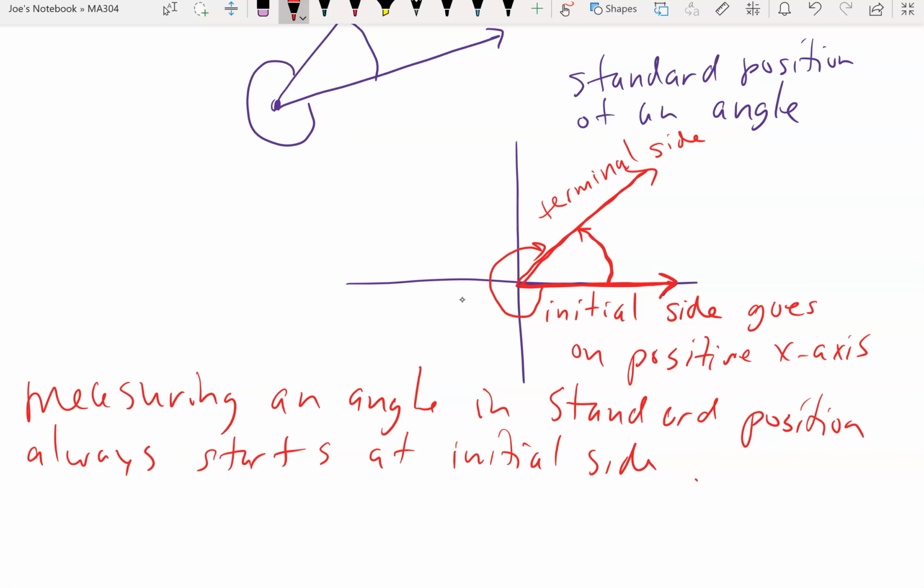Always. You always start at the initial side. And then again, you can go up or down. So if you start going up and rotating counterclockwise, so up and around to the left, that's the positive leg. Okay? So counterclockwise.